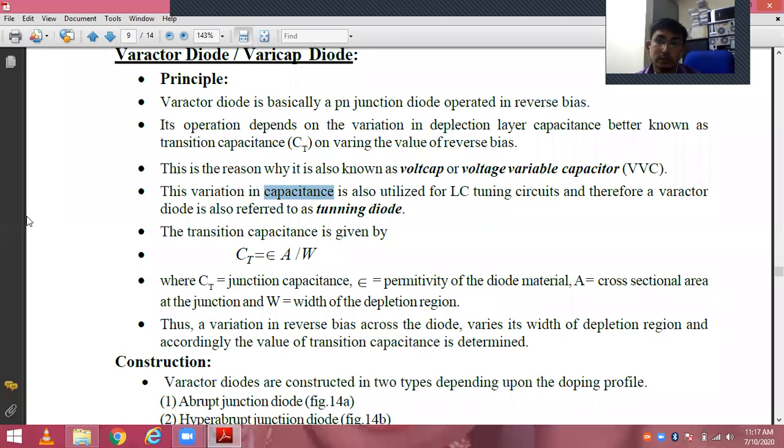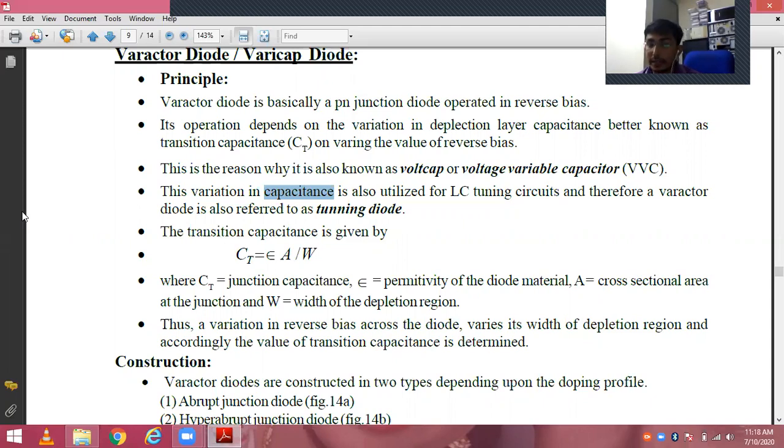The transition capacitance, which depends on the width of the depletion layer, can be given as epsilon A upon W, where CT is the junction capacitance, epsilon is the permittivity of the diode material, A is the cross-sectional area of the junction, and W is the width of the depletion layer. Therefore, CT is equal to epsilon A upon W.